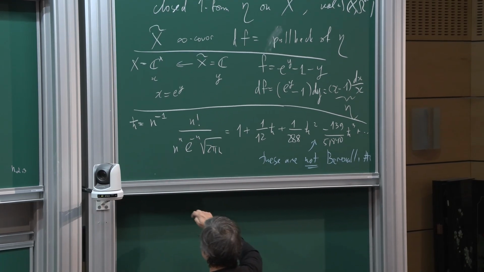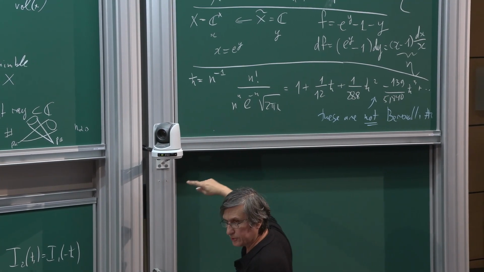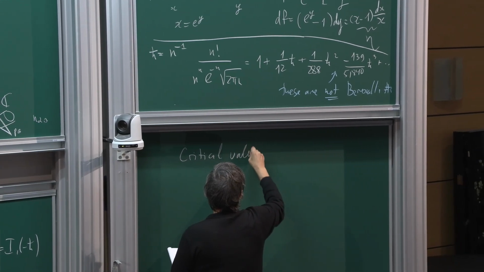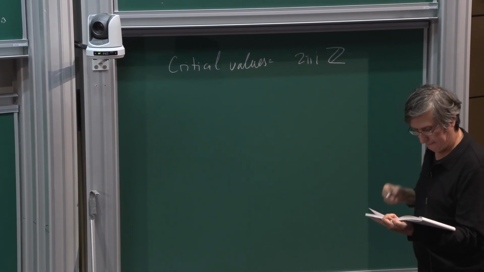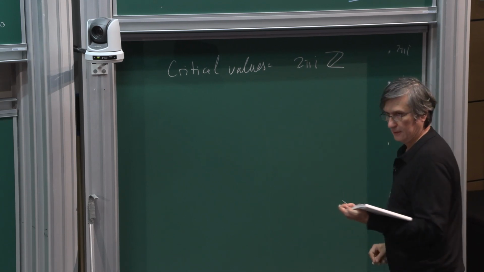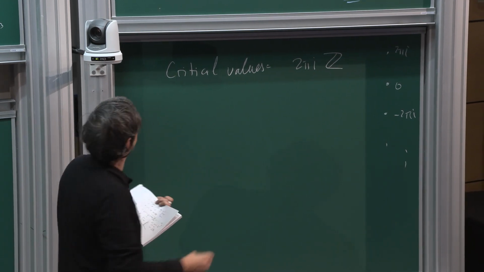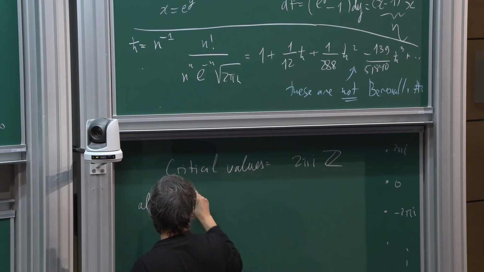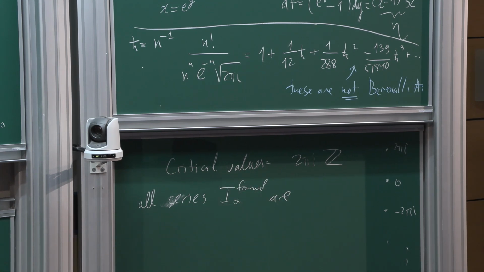And what happens in this case? The set of critical points of this function on the universal cover is infinite, and the critical values are all integer multiples of 2 pi i. So you get 0, 2 pi i, minus 2 pi i, and so on. The series in this resurgent structure, all series at all points, are the same. They are exactly this Stirling series.